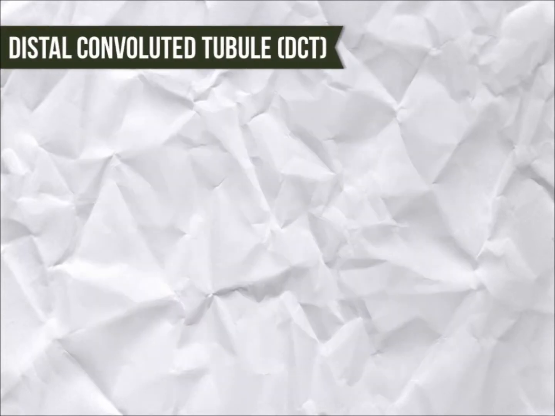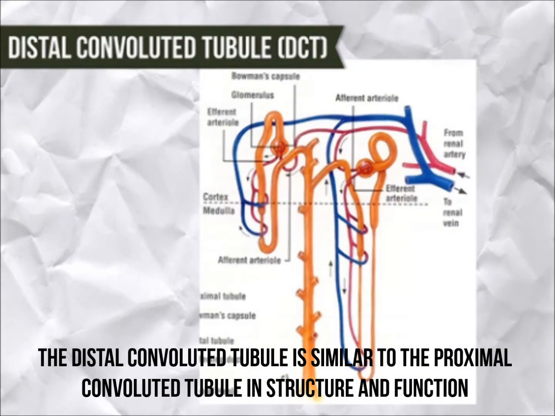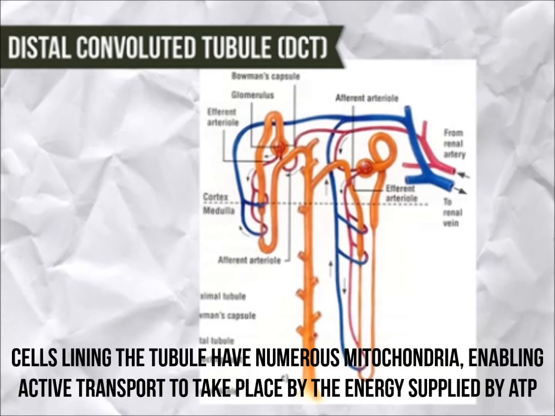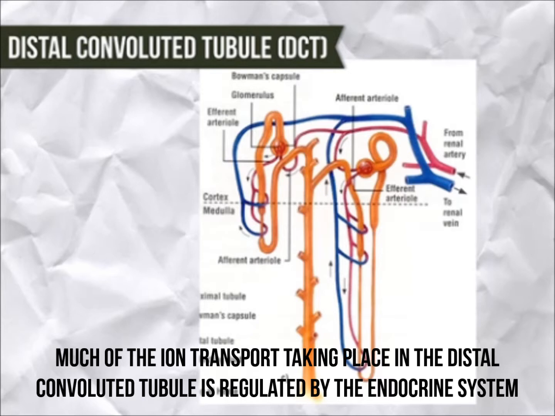Distal convoluted tubule. The distal convoluted tubule is similar to the proximal convoluted tubule in structure and function. Cells lining the tubule have numerous mitochondria, enabling active transport to take place by the energy supplied by the ATP. Much of the ion transport taking place in the distal convoluted tubule is regulated by the endocrine system.